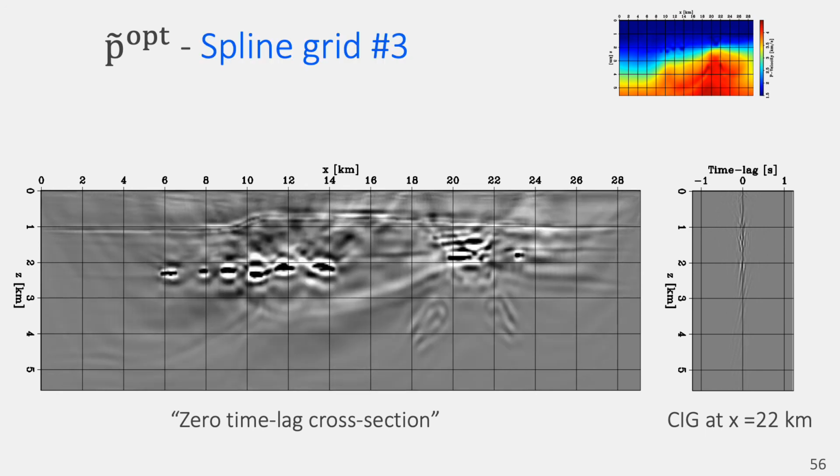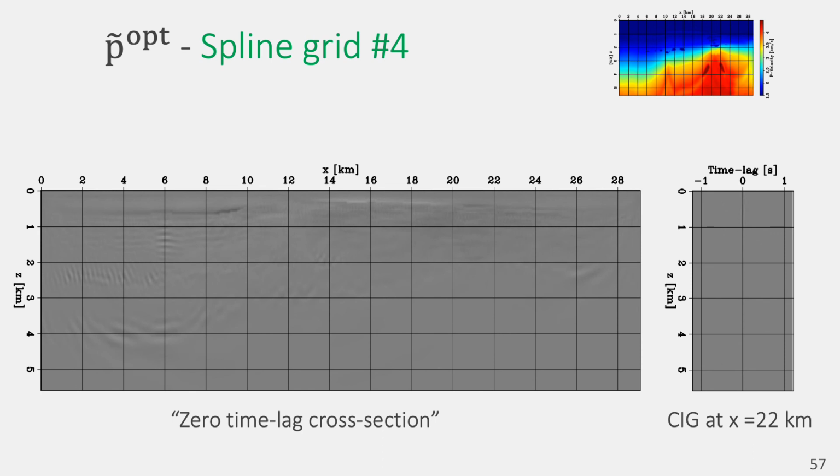And this is spline grid 3, and this is for the last FWIME inverted model. And you can see that most of the energy in p tilde opt has completely vanished.